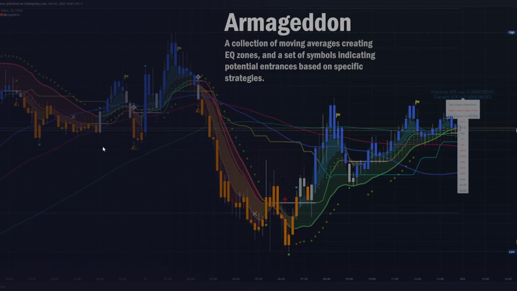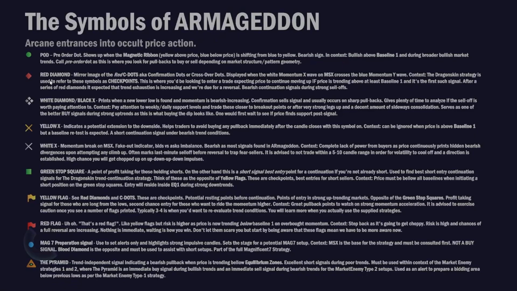So Armageddon is a collection of moving averages creating EQ zones and a set of symbols indicating potential entrances based on specific strategies. So this is basically just a copy over from the starter guide at MarketSpy, but maybe you haven't clicked on that. We'll go through them anyway, just because understanding these symbols is very important.